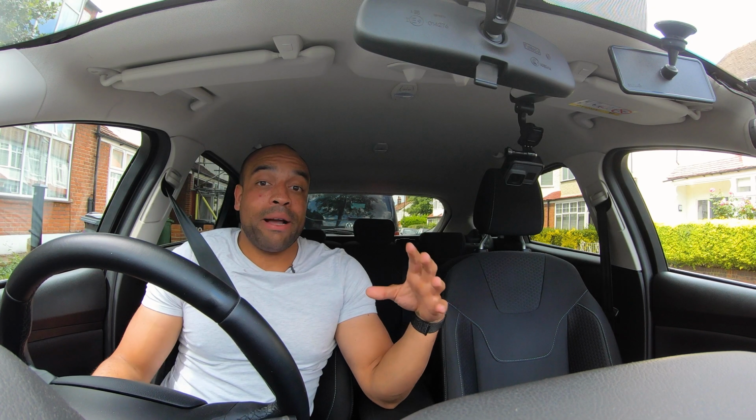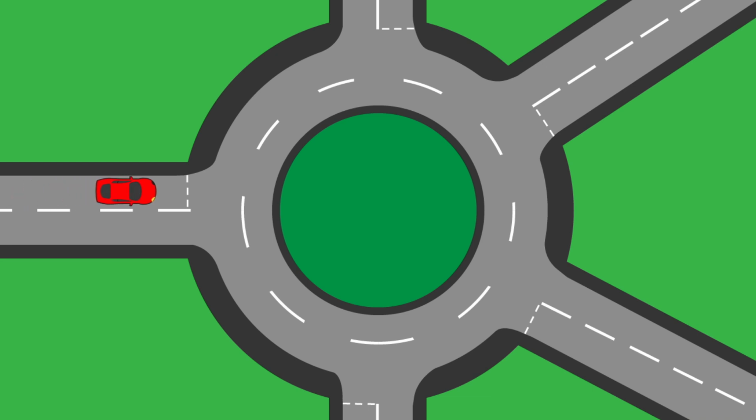So let's say I'm taking the third exit and it's a right turn from where I'm starting. I need to enter the roundabout, signaling right, go past the first and the second exits. And once I'm past the second exit, I'm going to put on my left signal to show everybody that I'm leaving the roundabout at the next exit.